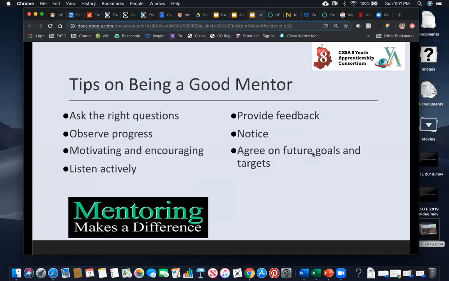You want to be motivating and encouraging, ensuring that through your support, the mentee is motivated toward their learning and feels supported, even when things are not going as well as they may hope.